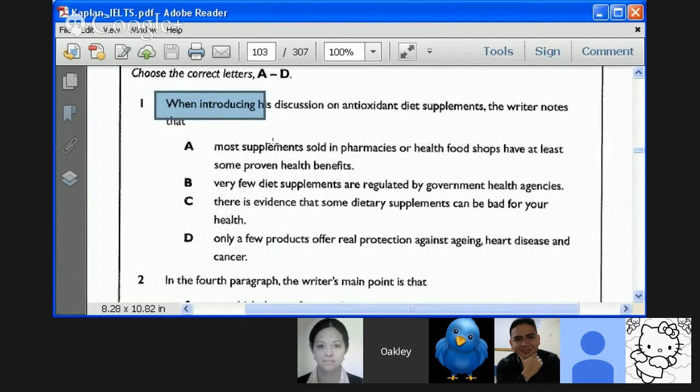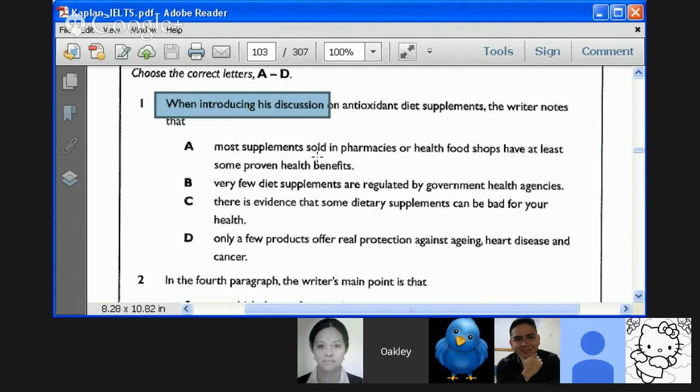Where will I likely find the answer for this question? Heidi, what do you think? Pardon? I will need to do some scanning to find keywords in the reading passage. Where do you think I will find the information for question 1, which starts with when introducing his discussion?